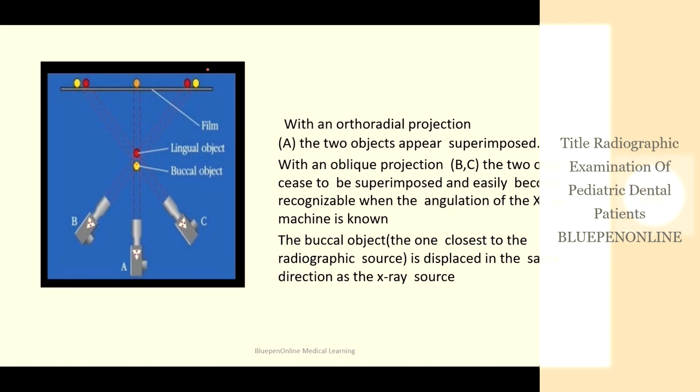So with an orthoradial projection, the two objects appear here superimposed. With oblique projection, the two objects cease to be superimposed and easily become recognizable when the angulation of the X-ray machine is known. The buccal object, the one which is closest to the radiographic source, is displaced in the same direction as the X-ray source.